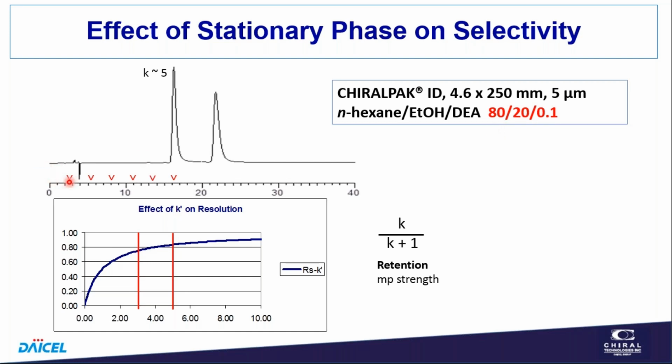This just shows the column volume on this column, about 2.7 milliliters for a 250 millimeter column. So at 1 milliliter a minute, that'd be about 2.7 minutes. So there's 1, 2, 3, 4, 5 additional column volumes. So it's a retention factor of 5.